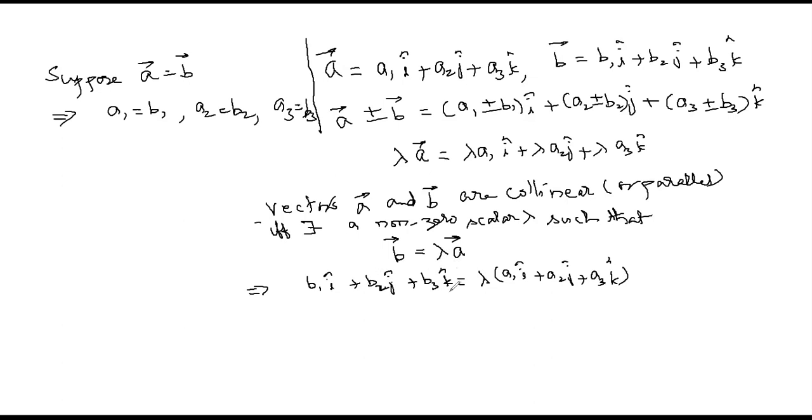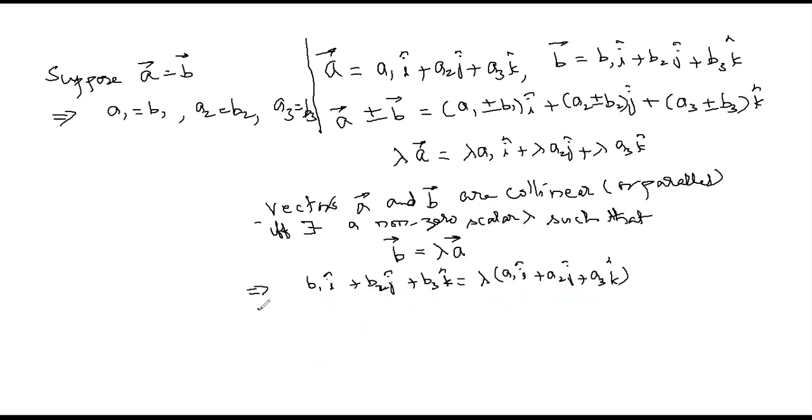Now you can see these are equal, so we can equate their components. As I told you, when two vectors A and B are equal, their components can be equated. So a similar condition is coming here, but with the product of lambda. So lambda A1 will be equal to B1, lambda A2 will be equal to B2, and lambda A3 will be equal to B3.